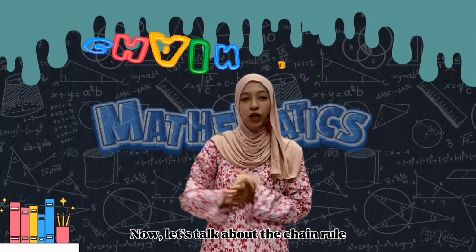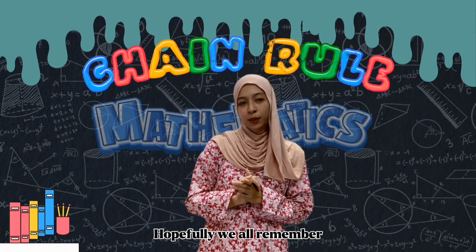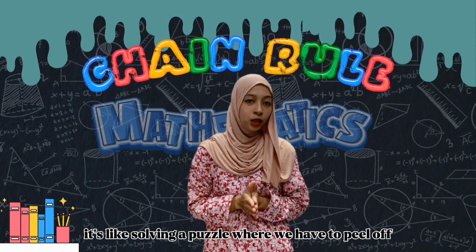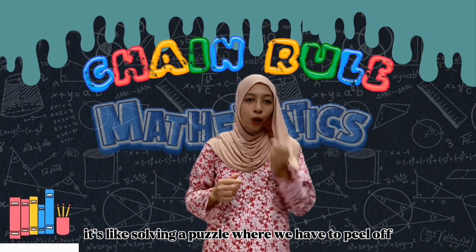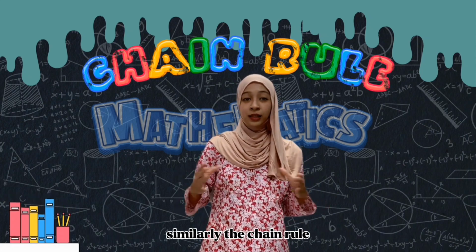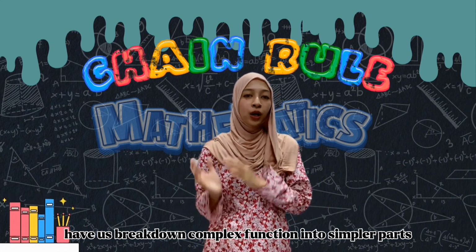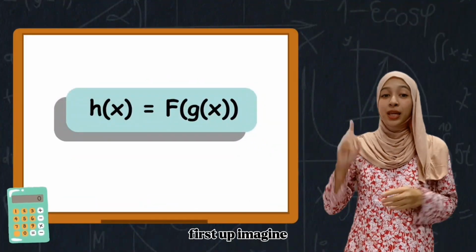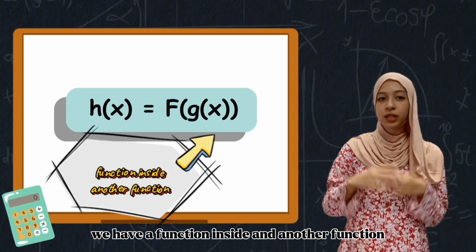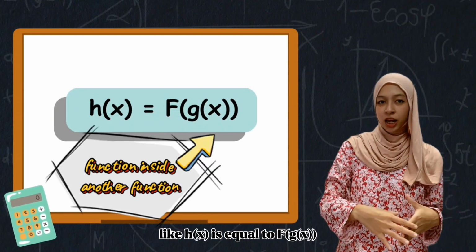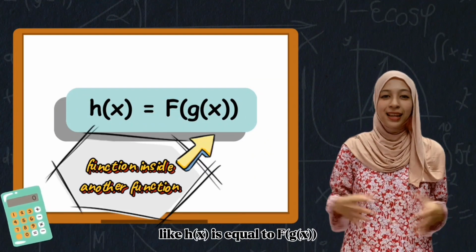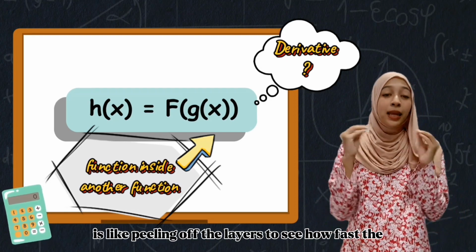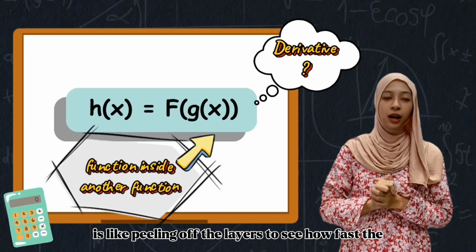Now, let's talk about the chain rule. Hopefully, we all remember the chain rule from differential calculus. It's like solving a puzzle where we have to peel off one layer at a time. Similarly, the chain rule helps us break down complex functions into simpler parts. First up, imagine we have a function inside another function, like h(x) is equal to f(g(x)). The chain rule helps us find the derivative of this composite function. It's like peeling off layers to see how fast things are changing.